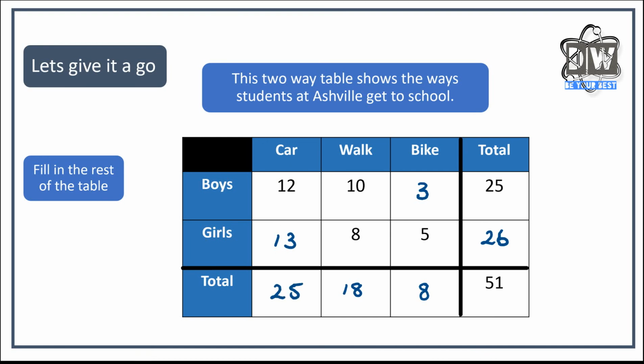Now, we just need to be careful that all the values this way add up, and all the values this way add up. So we're going to go this way for a start. 12 plus 10 plus 3 does give me 25, so I know that's correct. 13 plus 8 plus 5 does give me 26, so I know I'm correct. 25 plus 18 plus 8 gives us 51, so that's correct. But we also need to go the other way. 12 plus 13 does give me 25, 10 plus 8 gives me 18, 3 plus 5 does give me 8, and 25 plus 26 does give me 51.